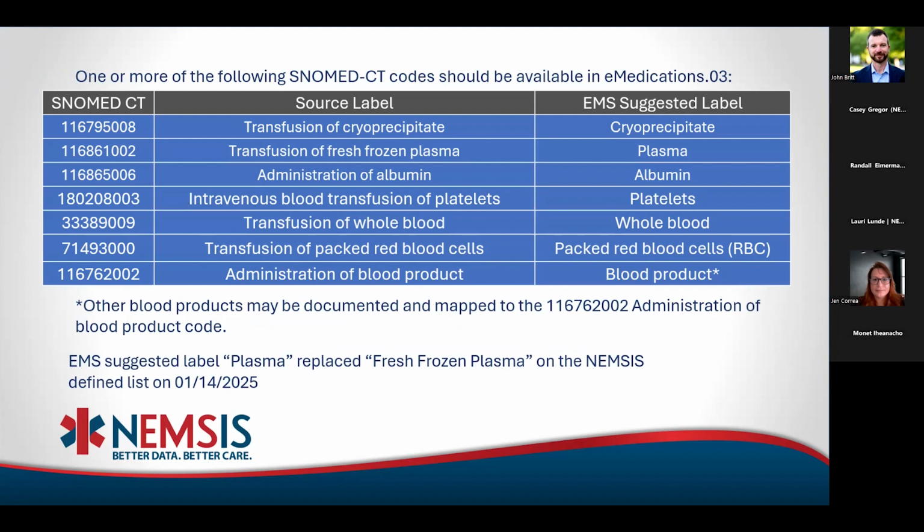The bottom one that just says blood products, there is a suggestion or recommendation in there that all other blood products may be documented and mapped to that code, administration of blood product. Also to highlight on this screen is the EMS suggested label plasma replaced fresh frozen plasma on the NEMSIS-defined list on January 14th, 2025 as well.